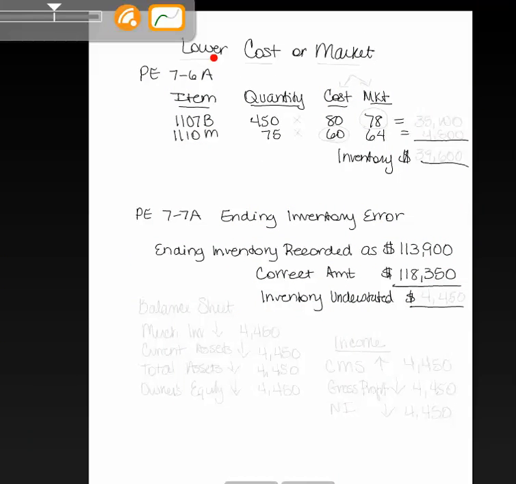And 6A talks about lower of cost or market. There may be times when you have inventory that is not worth as much as you paid for that. And in that case, you have to choose what is lower: the cost on your books or the cost in the market, the current price in the market. So on problem exercise 7.6A, we have item B, which has a cost of $80 but a market cost of $78. So we're going to use that $78 to value that inventory.